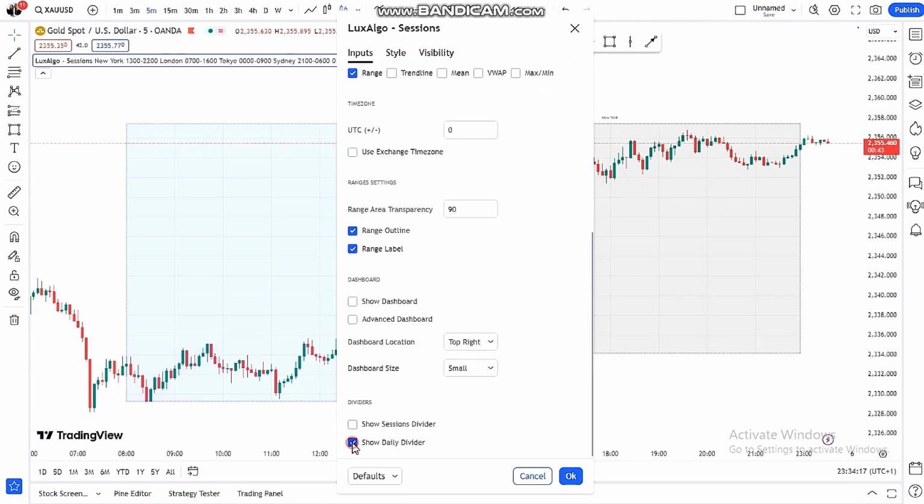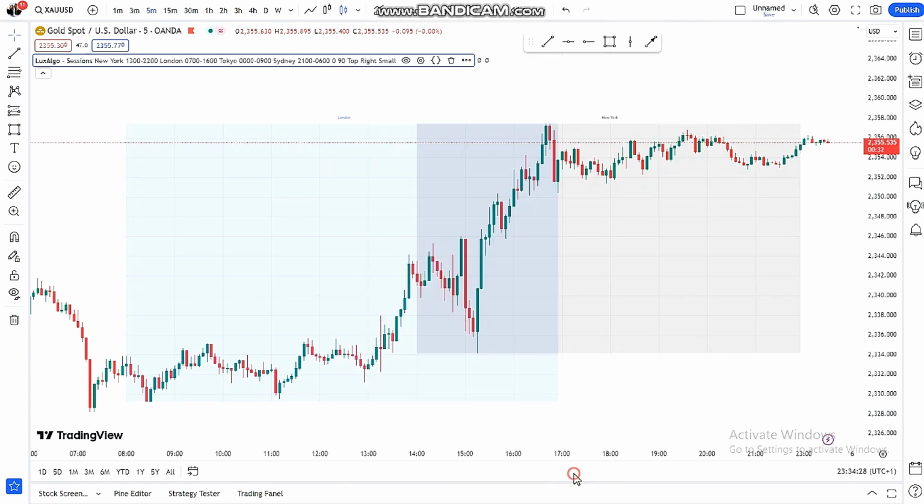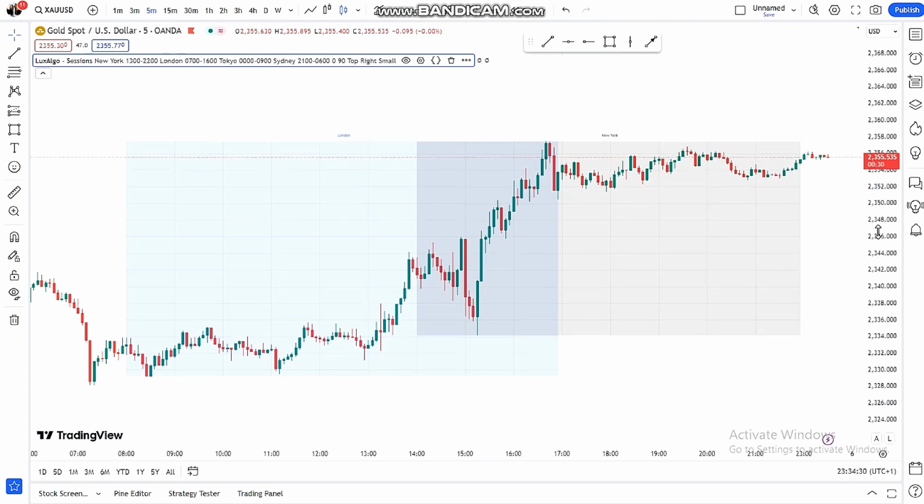Then uncheck these four boxes. You can uncheck any of these. Like me, I prefer unchecking the range outline, then leaving the label. So how does this work? Simple.